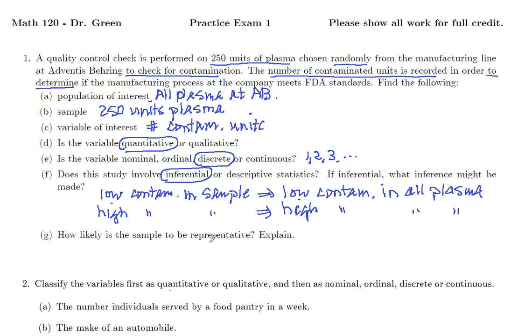How likely is the sample to be representative? So representative means this sample has the same characteristics as the population. Well, these 250 units were randomly chosen. So usually randomness will give you a representative sample. So we would say that this is likely since selection was random.